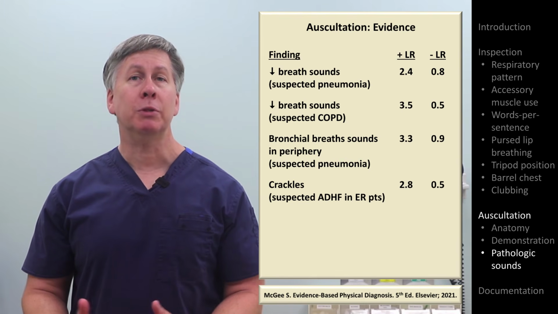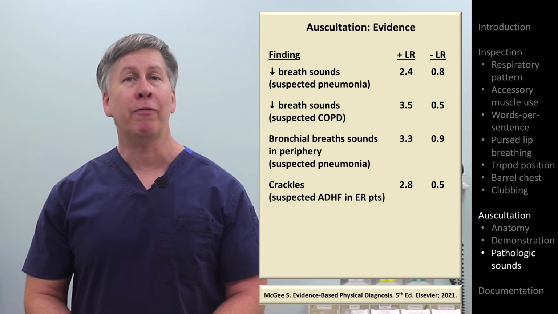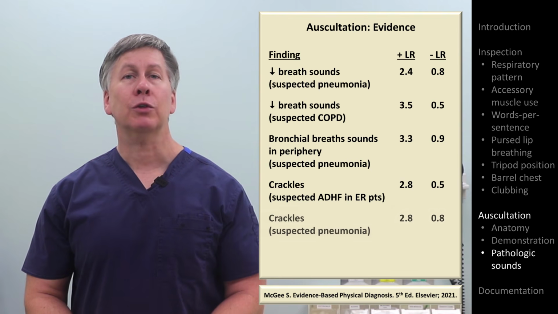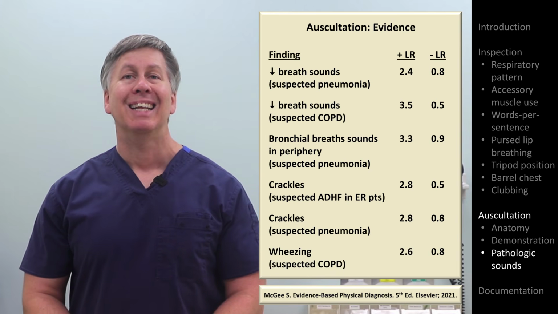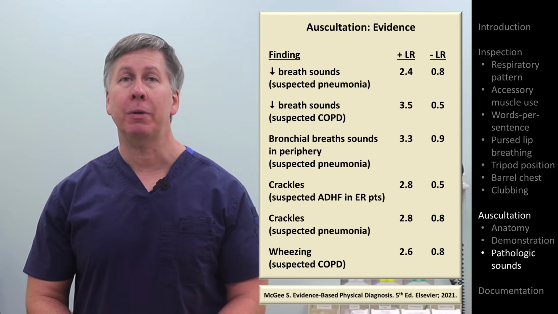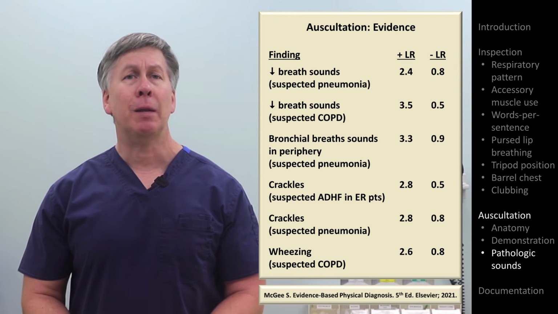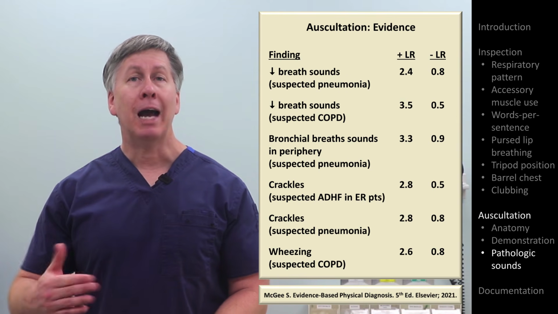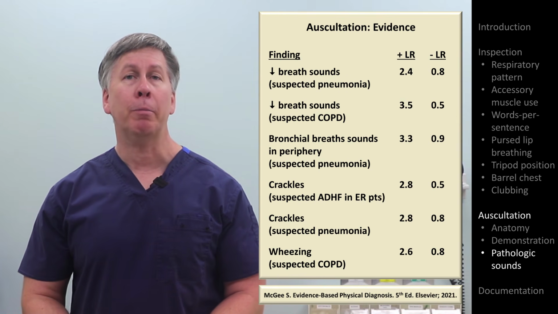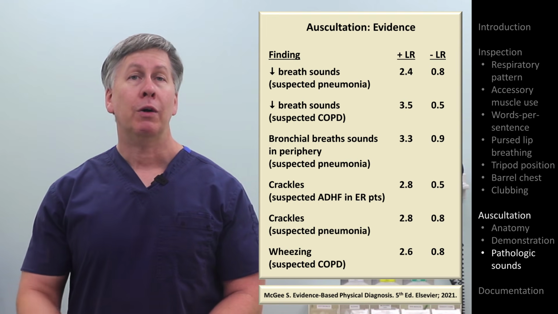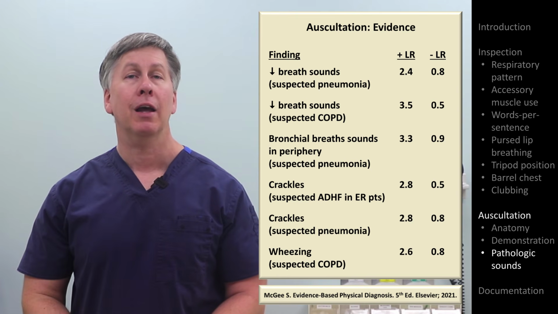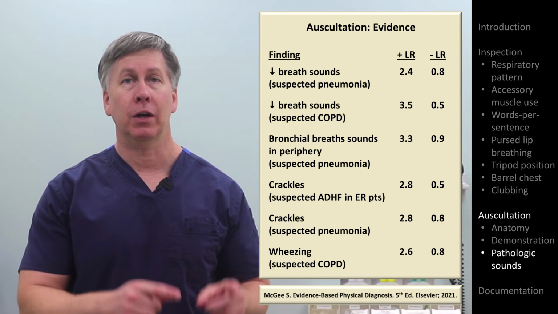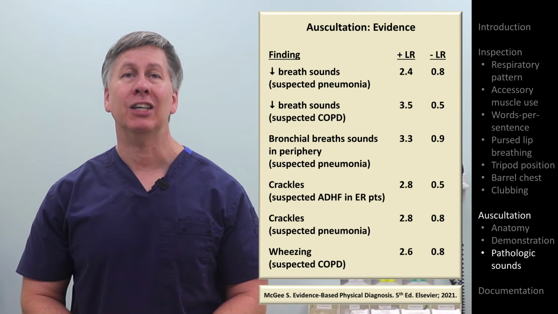The presence of crackles in patients presenting to the ER with dyspnea is a little more helpful at ruling in acute decompensated heart failure than ruling it out. Same goes for crackles and suspected pneumonia, and wheezing and suspected COPD. To emphasize with wheezing and the negative likelihood ratio for COPD of just 0.8, it means that in a patient suspected of having chronic COPD, the absence of wheezing has minimal impact on the probability of that diagnosis. While it's my anecdotal experience that the presence or absence of wheezing is far more helpful at both ruling in and ruling out an acute exacerbation of COPD, I am unaware of any study which has directly evaluated that.